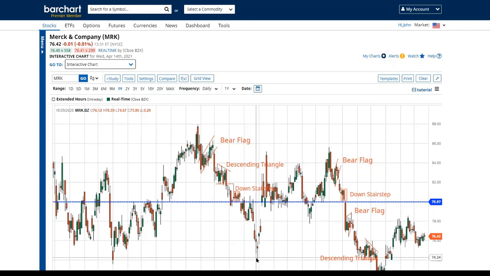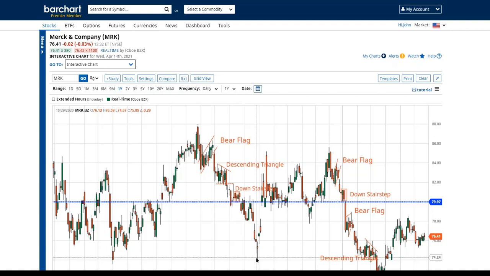Some of the pattern names you'll hear are triangles, wedges, flags, pennants, rectangles, stairs, or steps. There's a whole bunch of different names, and they're all basically the same thing. In general, triangles and rectangles are typically found in higher time frames because they take a little bit longer to develop. Flags and pennants are usually found in smaller time frames. And again, this is a generality.